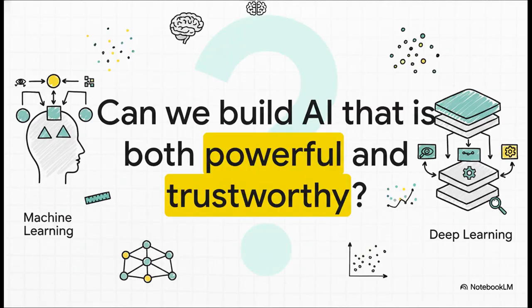Which brings us back to the ultimate question, doesn't it? This secret ingredient, representation learning, has given us AI tools that are unbelievably powerful. But the huge challenge, the defining mission for the next generation of AI, is bridging that gap between power and trust. Can we build an AI that's not just powerful, but also trustworthy, an AI we can truly rely on? That's the big question that's going to shape our future.